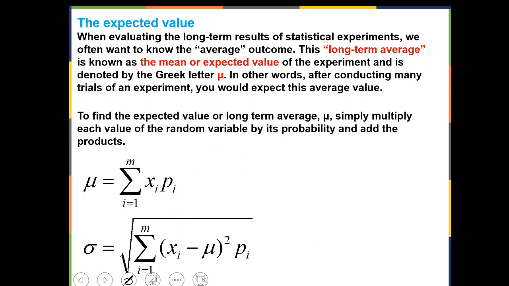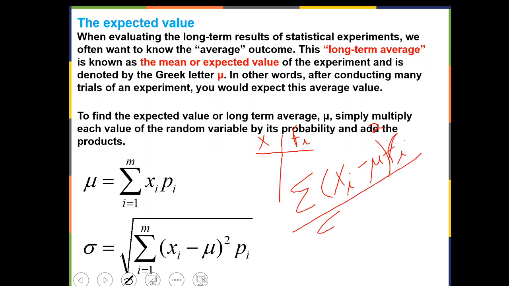The standard deviation is the same thing. To find the standard deviation, if we have x and fi, we take each x, subtract the mu from it, raise it to the second power, multiply by fi, and then divide by the sum of fi. But if instead of f we have p, then the denominator would be 1 and we'd multiply by pi, and that's that formula right there. Okay, so that's where they come from.